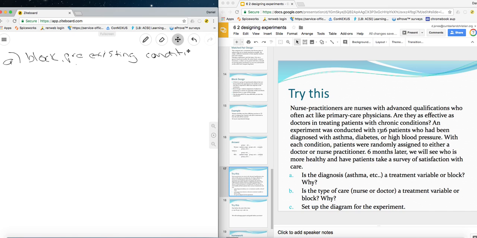That's a very good way to think about blocks: they're usually pre-existing conditions. So when I talk about shampoo, my hair is long and thick. That's a pre-existing condition. Now, of course, I could cut my hair short for an experiment if I wanted, but I couldn't make somebody with very short hair have long hair all of a sudden, at least naturally, for my experiment. So blocks are usually a pre-existing condition of some kind.